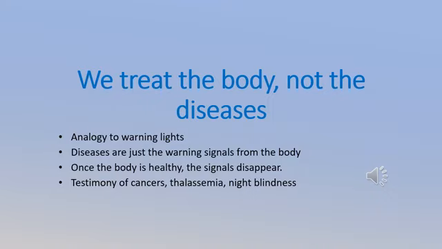You cannot tell the mechanic, remove the light, the light is hurting my eye, I don't like it. You cannot do that. You have to repair the car. When the car is okay, the light is gone. So the disease is the warning system from the body. Something is wrong with the body. You don't deal with the disease because it's just the sickness. Once the body is healthy, the sickness disappears.